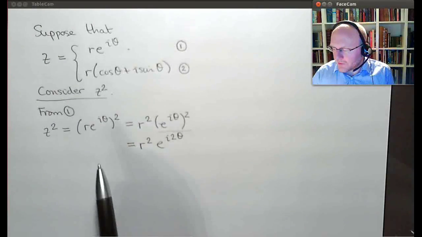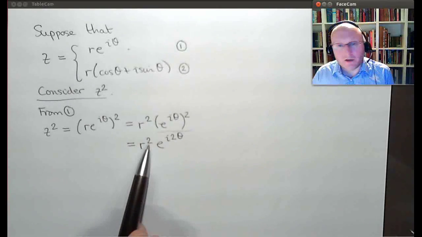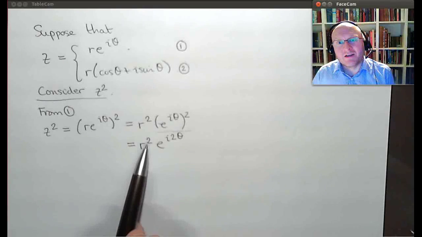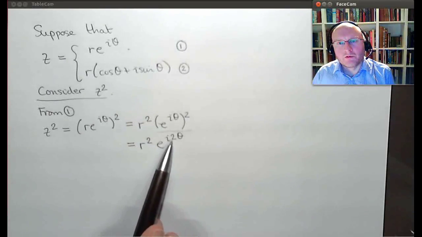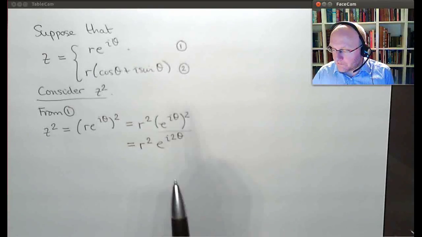So what does this tell us? Well, this tells us that if we square a complex number z, we square its modulus, that is the length of that hypotenuse from the origin, and we double the angle measured from the x-axis, because we've got 2 theta here instead of just theta.